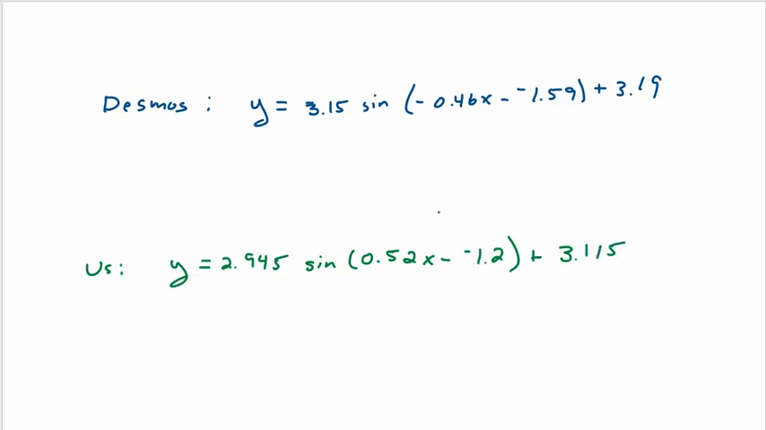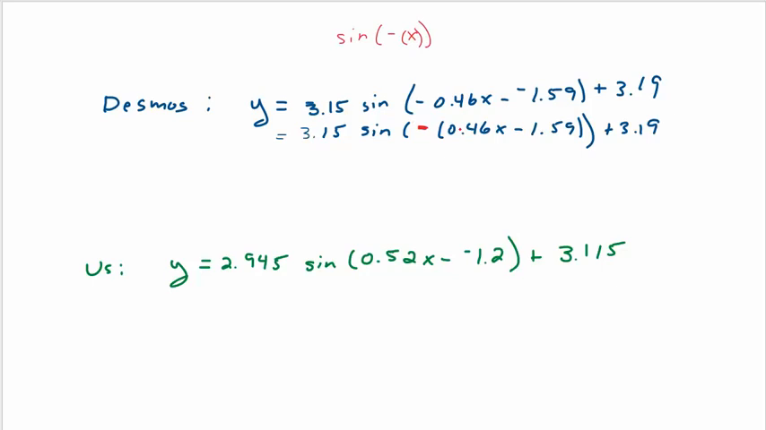Okay, so I want to show you guys how these compare to each other, even though they're written a little bit differently. So with Desmos, we could see here we've got this negative omega value. So what we're going to do is factor that negative out and bring it out to the front. I'm going to take 2 steps to do this. So I'm going to pull the negative out of this. That's a plus. When I pull the negative out, it's going to be negative plus 3.19.